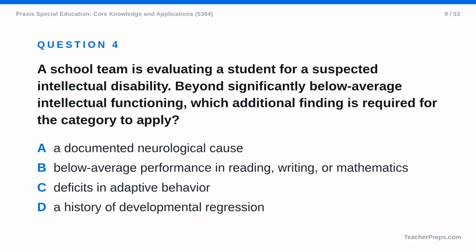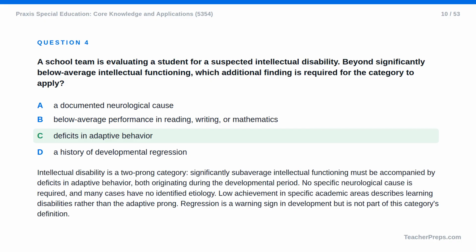Question 4. A school team is evaluating a student for a suspected intellectual disability. Beyond significantly below average intellectual functioning, which additional finding is required for the category to apply? Pause the video and select the best answer. The correct answer is C, deficits in adaptive behavior.